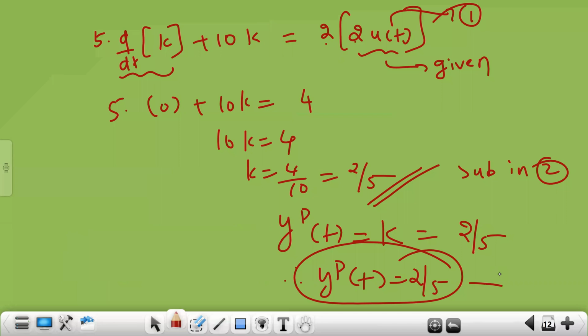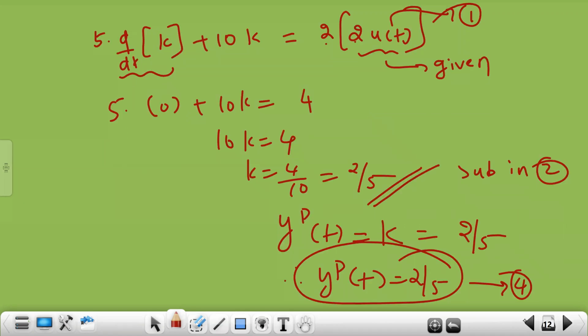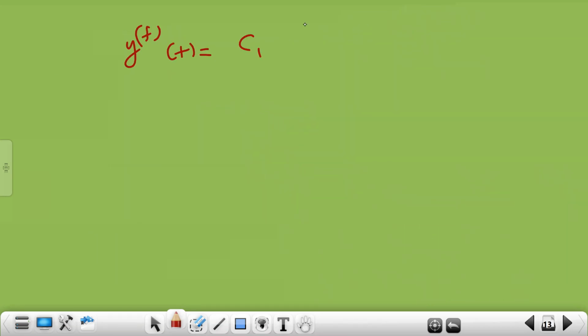So now you got the particular solution. Now to write the forced response, what do we have to do? Forced response is nothing but natural response plus particular solution. So y f of t is equal to, what is your natural response? From equation number 1 you got c1 e to the power minus 2t. Correct? c1 e to the power minus 2t plus the particular solution, which was k, that is nothing but 2 by 5.